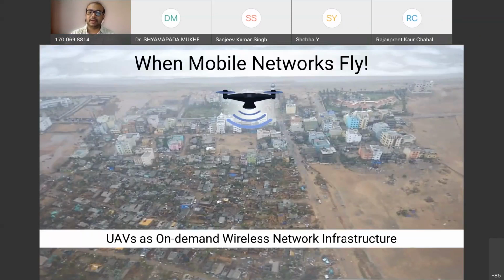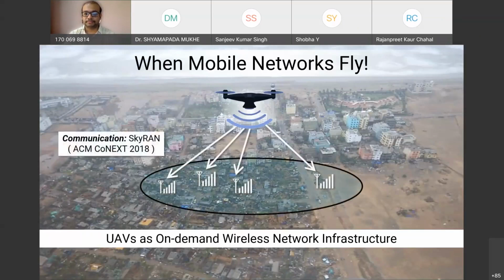And that's why I named it When Mobile Networks Fly. Can we have a flying base station that is going to give coverage on demand? So the UAVs are kind of carriers of on-demand wireless network infrastructure. So this is the first part that I will focus on.